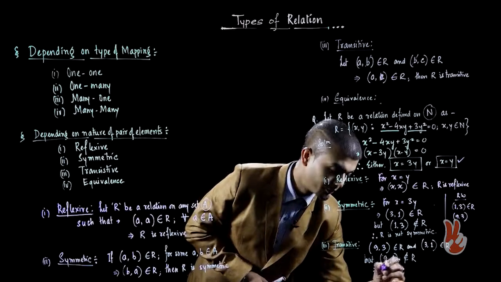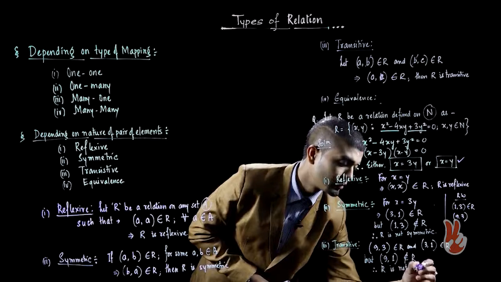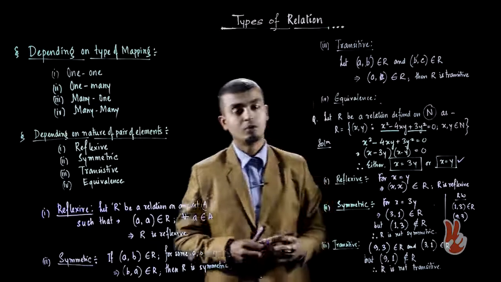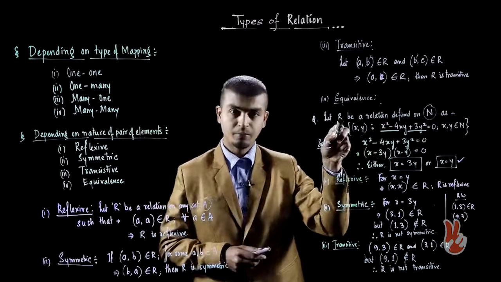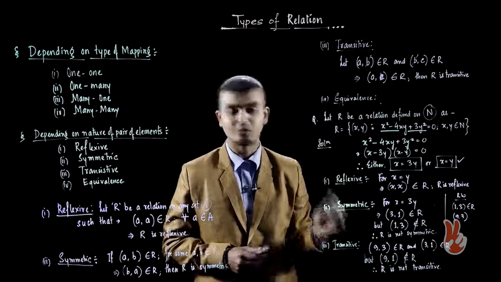Therefore, R is not transitive. So, what can we conclude? That the given relation R is reflexive, but it is neither symmetric nor transitive.